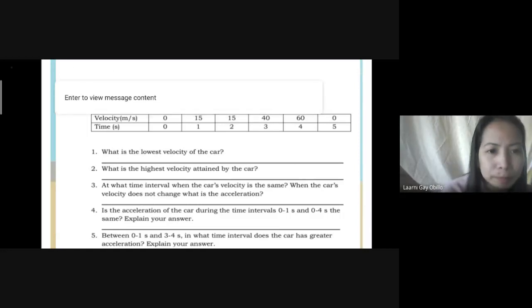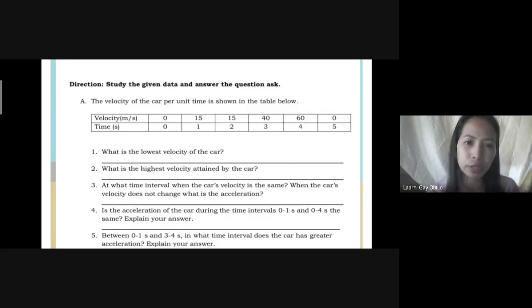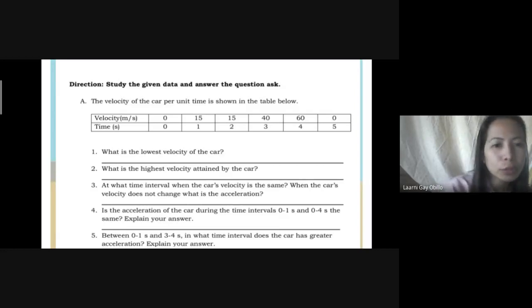Okay, so for number 3, when the car's velocity did not change, what was the acceleration? So, di ba sabi nga natin, acceleration is change in velocity divided by time. So, 15 divided by 1, that is 15. 15 divided by 2, 7.5. For number 4, is the acceleration of the car during the time interval 0 to 1 and 0 to 4 the same? Explain your answer.